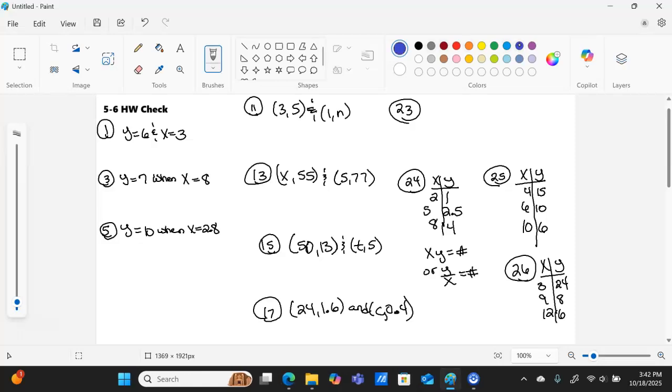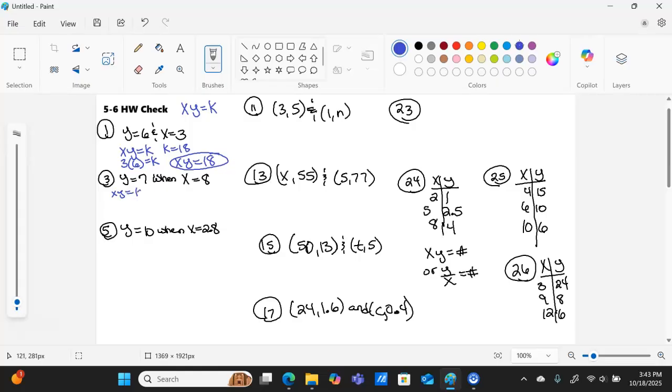Checking section 5, 6. In 1, 3, and 5, we were told that y varies inversely with x. Remember that the inverse variation standard formula is xy equals k. So we are told x is 3 and y is 6. So 3 times 6 would give me a k of 18. So my equation is xy equals 18.